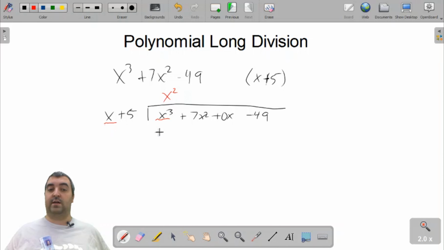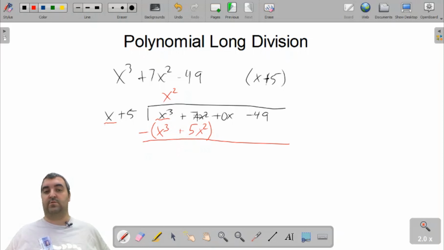So x squared times x is x cubed. X squared times 5 is 5x squared, and it's positive. Now, just like in regular long division, you're going to subtract, but we're subtracting this whole thing. So x cubed minus x cubed, those go away, which is great. Then 7x squared minus 5x squared is 2x squared. And then everything else you just bring down. Like I said, you can have the 0x. We don't really need it here, but we're going to leave it for now.